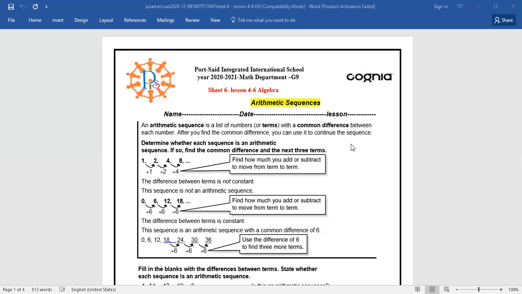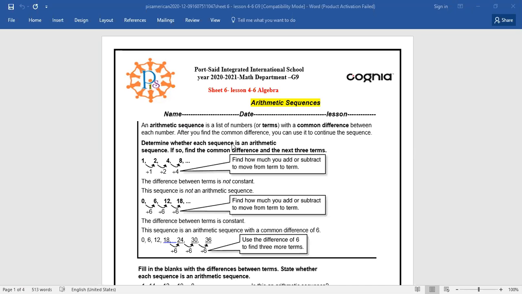An arithmetic sequence is a list of numbers or terms with a common difference between each number. After you find the common difference, you can use it to continue the sequence.